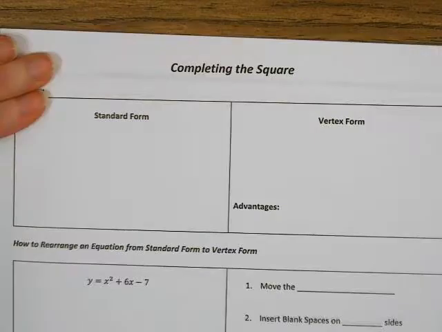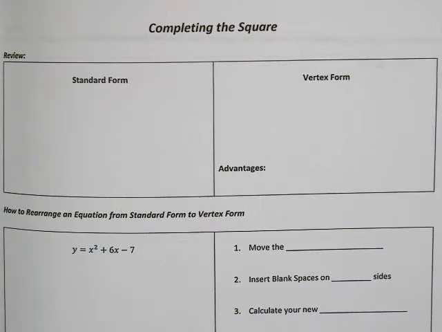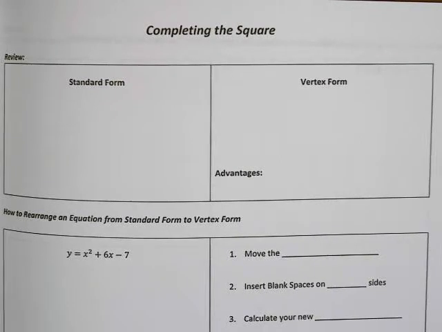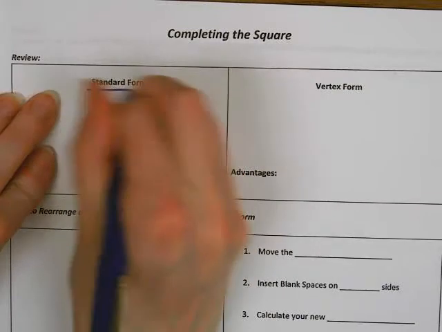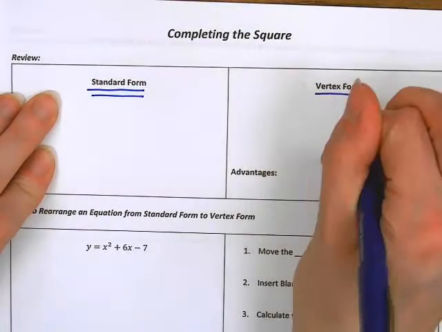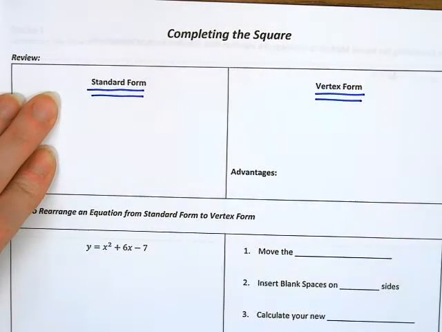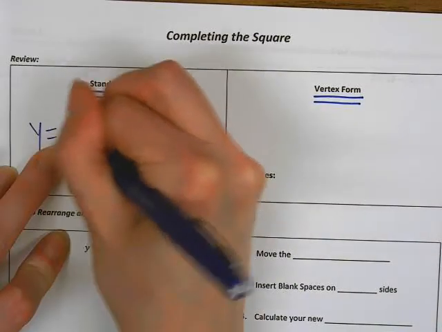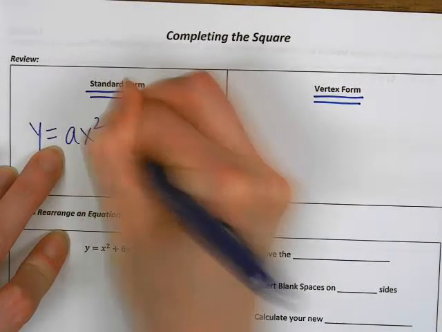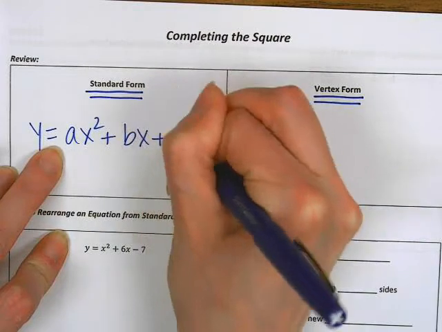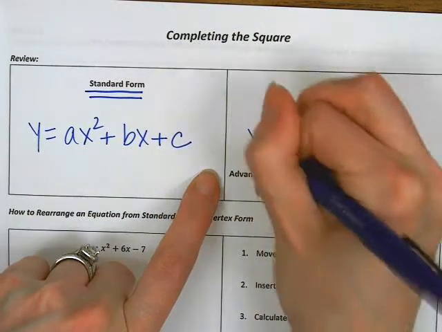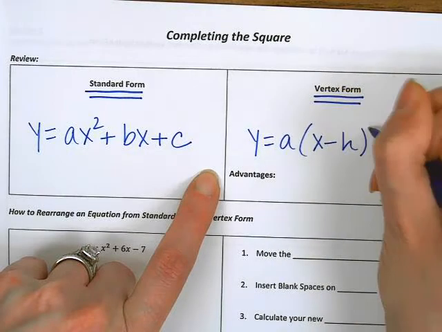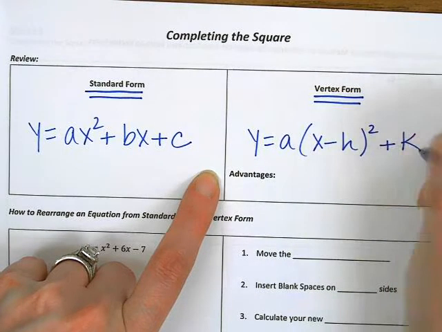Okay, guys, welcome to one of our last lessons of this section called Completing the Square. What this does today is it converts standard form into vertex form. Just a reminder, standard form is ax squared plus bx plus c, and vertex form is a times x minus h squared plus k.